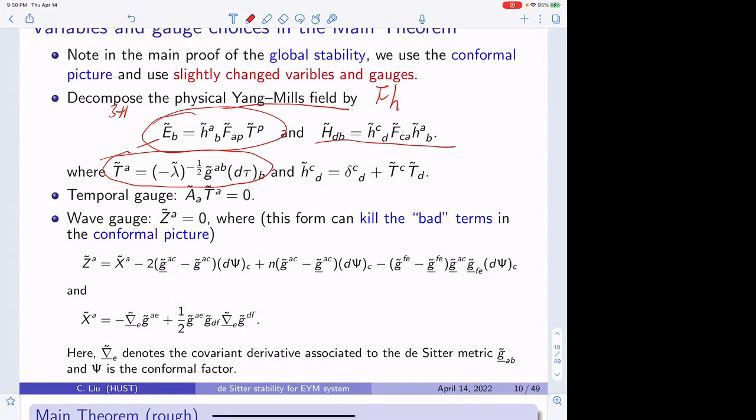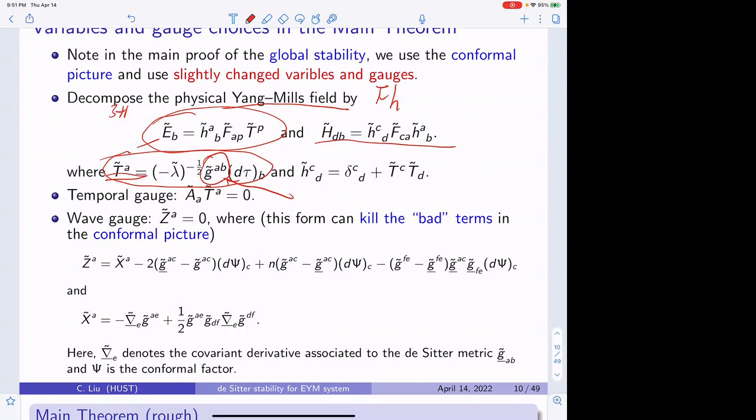I just want to point out here, in this time direction, we use this G tilde AB to raise the index. But in our global stability proof, we will use another time direction. Why we should do that, I will explain later, but please just remember, we use a different time direction. In the statement of the theorem, we use this one, but in the proof, we use another.